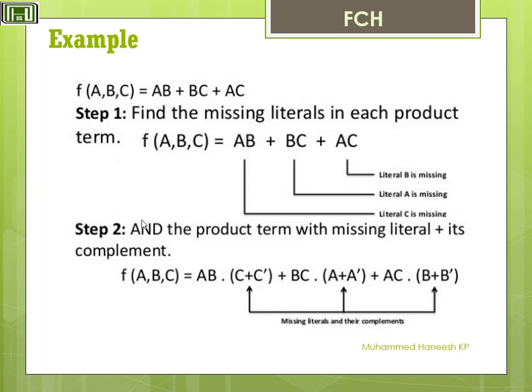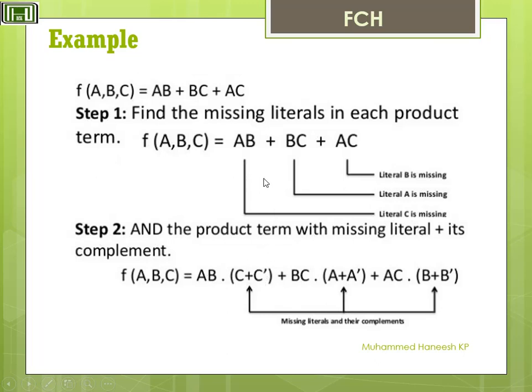After this step, the product terms with missing literals are ANDed with the literal or its complement. Now we add AB and C or C complement, or BC and A or A complement, or AC and B or B complement.